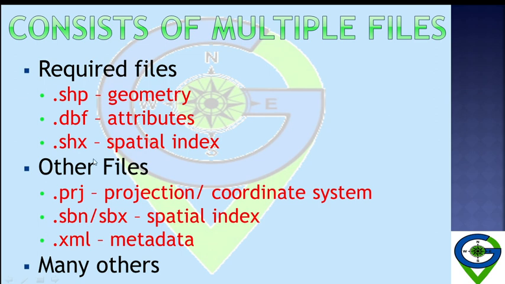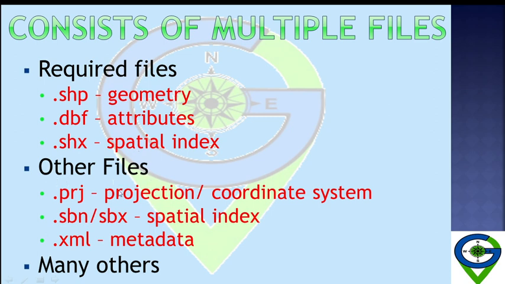So the next one is .shx. It is a file which stores the information about the shape index format, a positional index of a feature geometry to allow seeking forwards and backwards quickly.